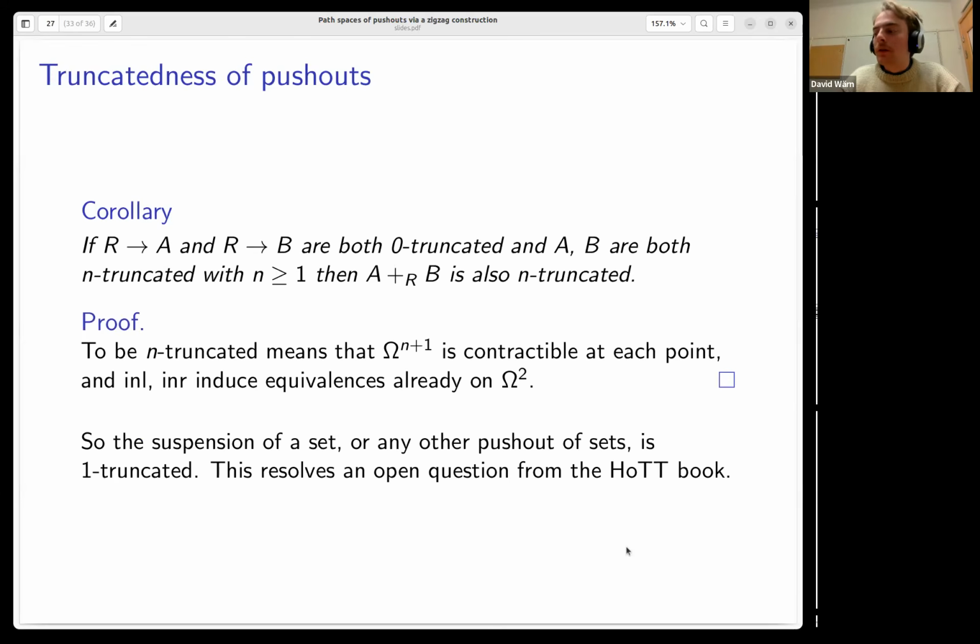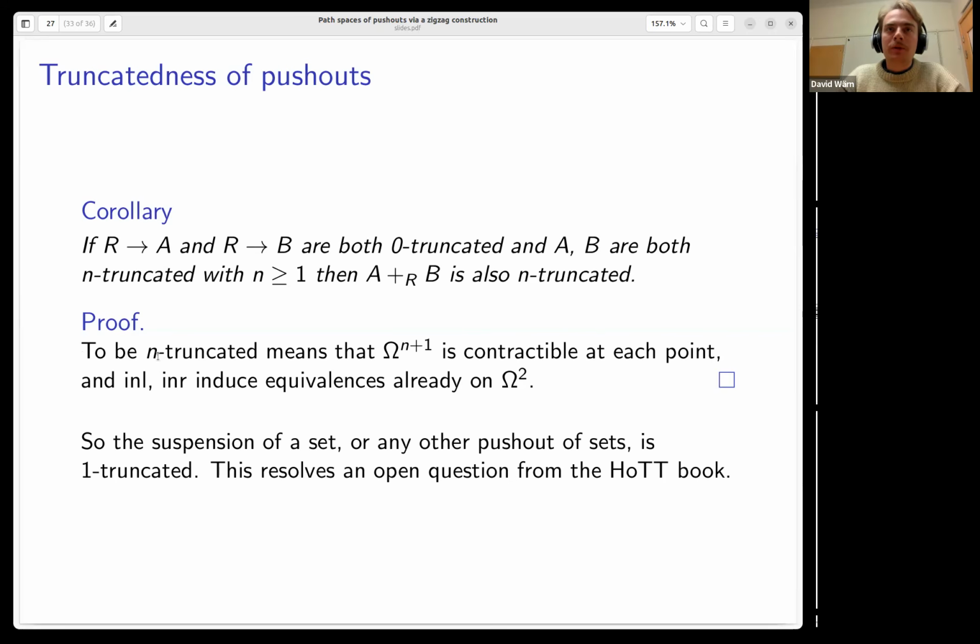And just to remark, a corollary of the previous theorem is that if, again, we assume that both projections R to A and R to B are zero truncated, and we suppose also that A and B are n truncated for some n at least one, then the pushout is also n truncated. And the proof is very direct from the previous results.